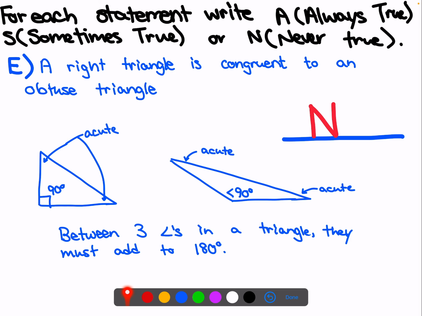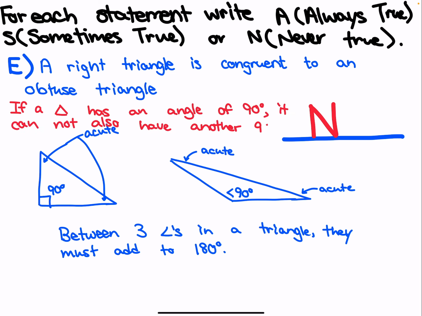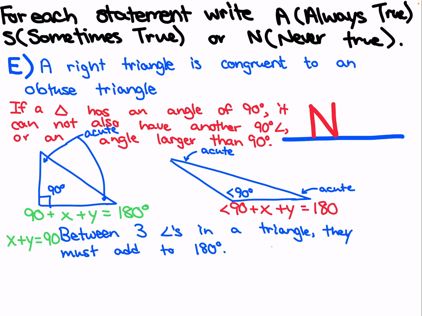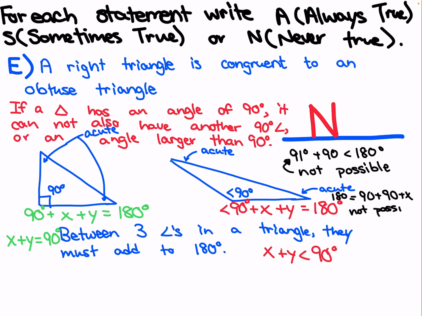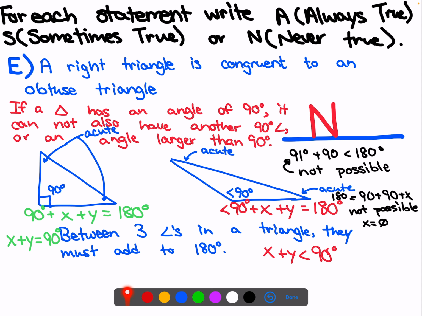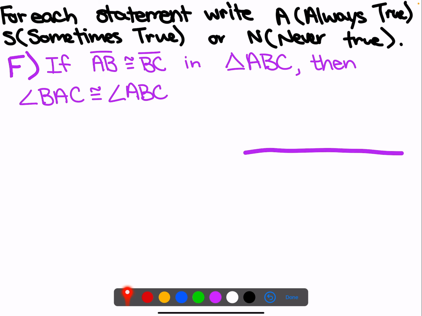You're never going to have two right angles in a triangle, and you're never going to have a right angle and an obtuse angle in a triangle. It's just not possible. So if a triangle has an angle of 90 degrees, it cannot also have another angle that's 90 degrees or an angle that's larger than 90. Because again, 90 plus x plus y is equal to 180. That means my other two angles need to equal 90 when they're added together. For an obtuse angle, both my other angles need to be smaller than 90 when added together because we already have that obtuse angle. All right, and letter F.